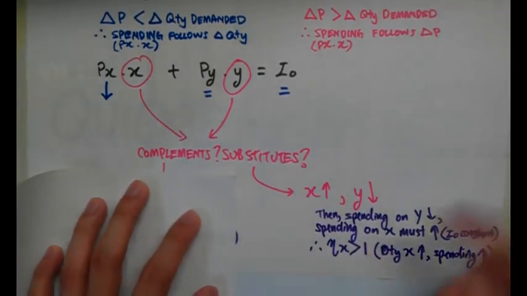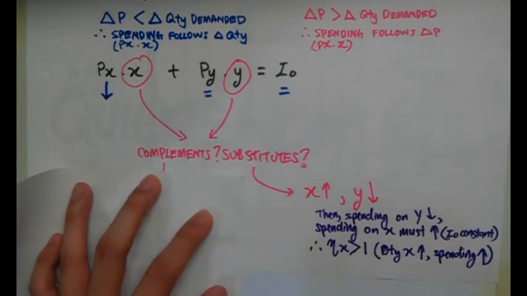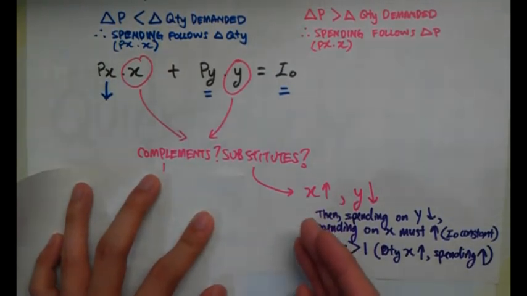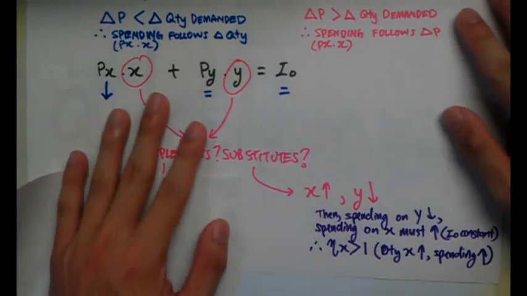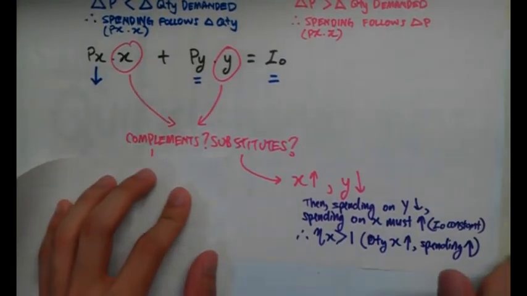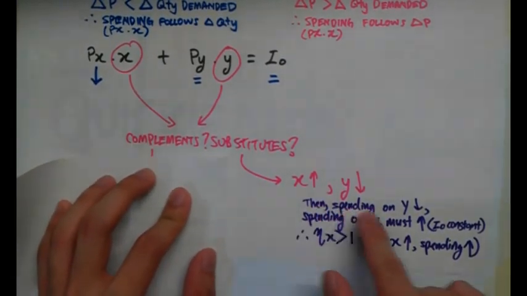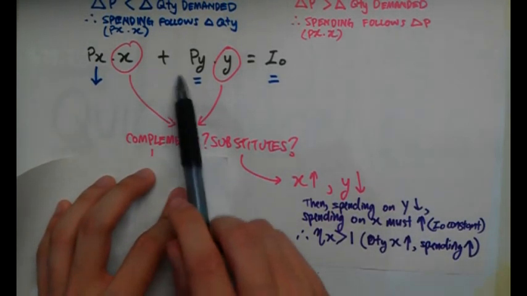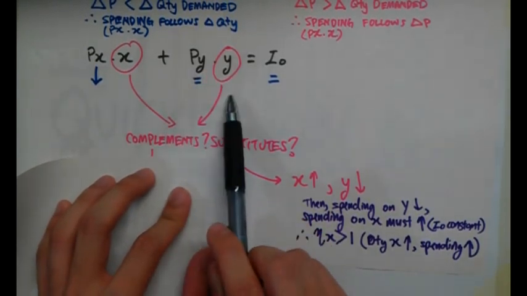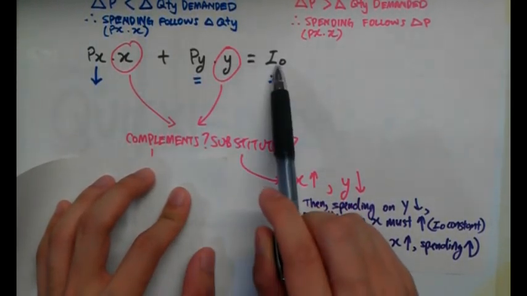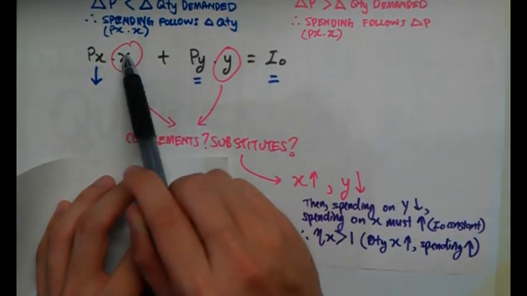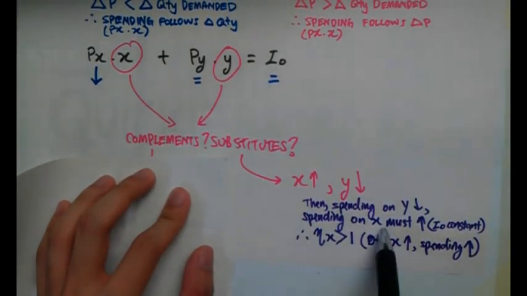Looking at this over here, the price of X has decreased. Naturally, the quantity demanded for X will increase. And if there are gross substitutes, the demand works in opposite directions. That means the quantity demanded for Y would decrease. So then the spending on Y will decrease. Reason being, this has been constant, this goes down. So this naturally goes down. For this to go down and this to be constant, this has to go up. Therefore, the spending on X must have increased to keep the income constant.